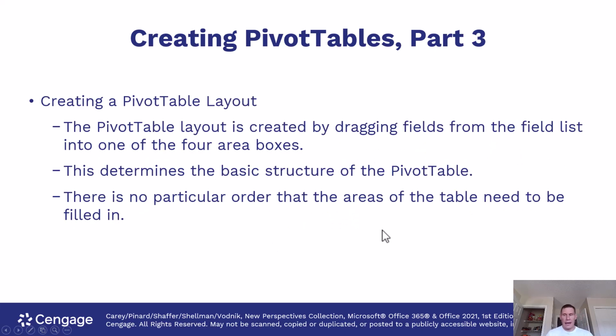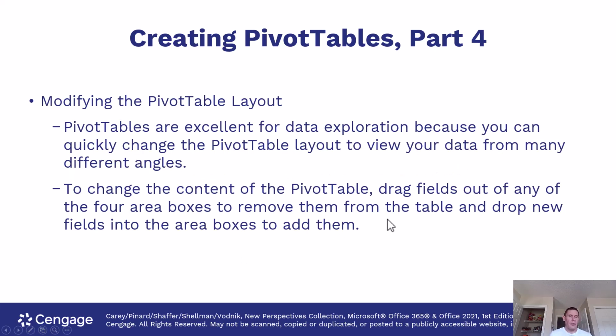Now, the pivot table layout is created by dragging fields from the field list into one of the four area boxes. This determines the basic structure of the pivot table. It's worth noting there's no particular order that the areas of the table need to be filled in. I will say this, pivot tables are excellent for data exploration because you can quickly change the pivot table layout to view your data from many different angles, which is very handy, very useful.